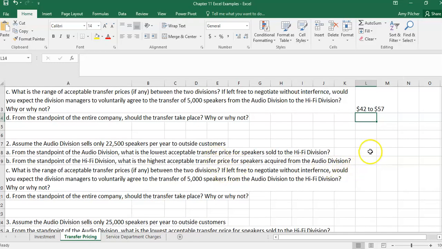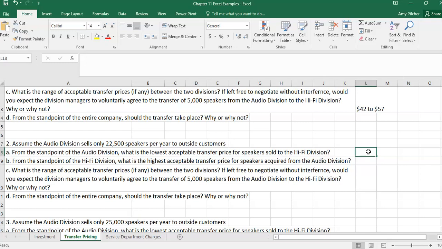The second analysis says, what if we sell 22,500 speakers per year to outside customers? Now we only have capacity for half of that 5,000 order. In order to fully fulfill that transfer to the Hi-Fi division, we are going to lose out on $2,500 worth of sales to the general market.